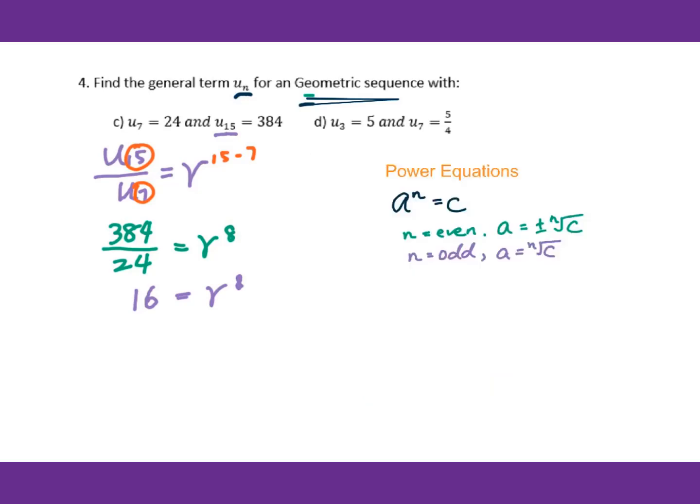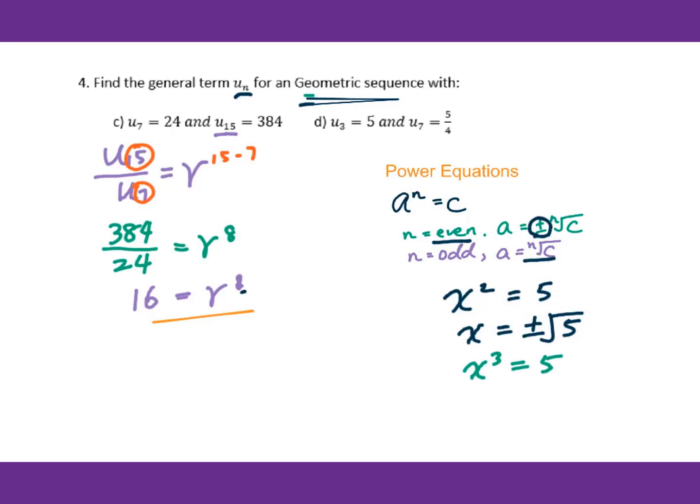Then this is a power equation. For power equation, you got to be careful. When this n equals an even number, you have plus or minus. When n is odd number, just like one solution. For example, we have x squared equals 5. Then x equals plus or minus square root of 5. But we have x third power equals 5. Then x equals the cubic root of 5.